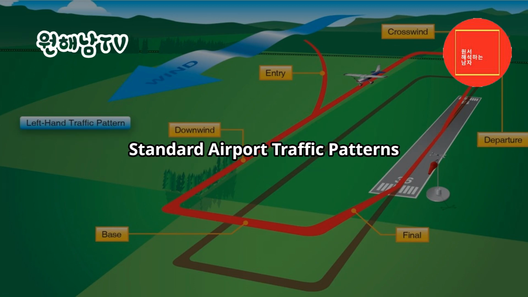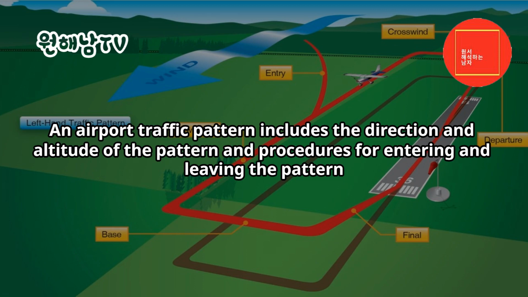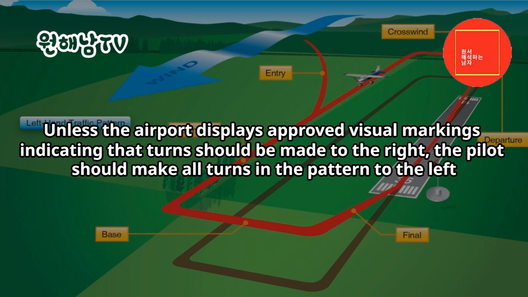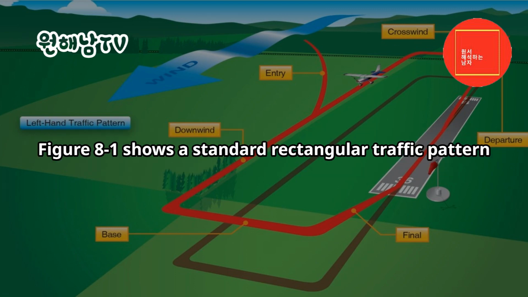Standard airport traffic patterns. An airport traffic pattern includes the direction and altitude of the pattern and procedures for entering and leaving the pattern. Unless the airport displays approved visual markings indicating that turns should be made to the right, the pilot should make all turns in the pattern to the left. Figure 8-1 shows a standard rectangular traffic pattern.